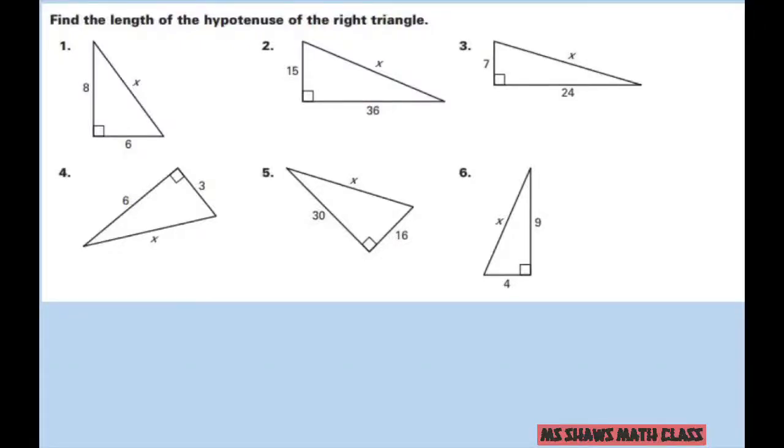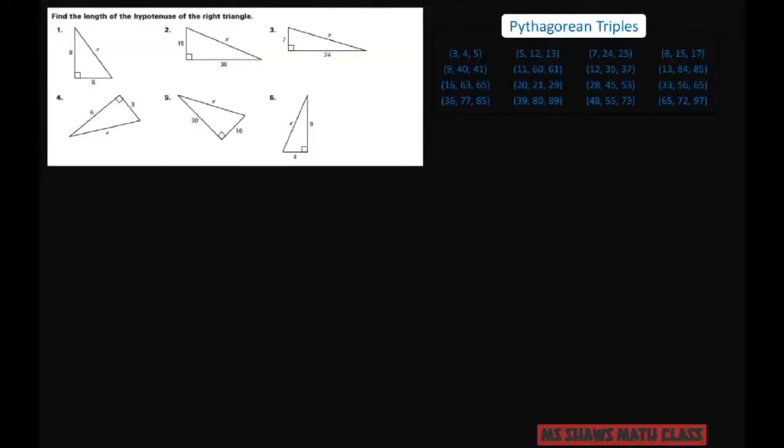Hi everyone, we're going to find the length of the hypotenuse of the right triangles, and we have 6 problems here. When we can, we're going to use our Pythagorean triples. So let's look at the first one.